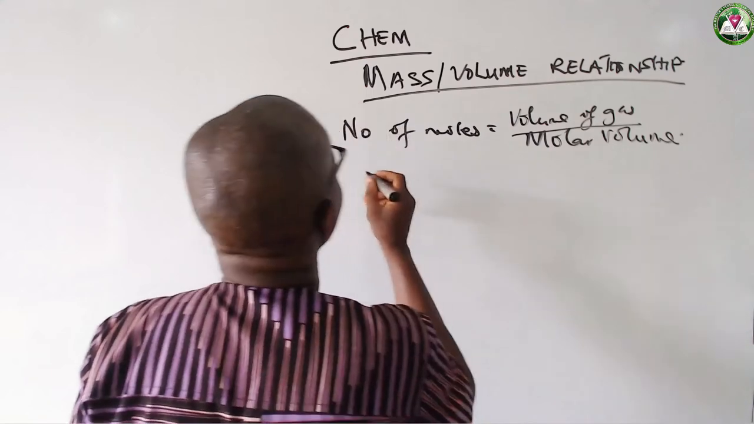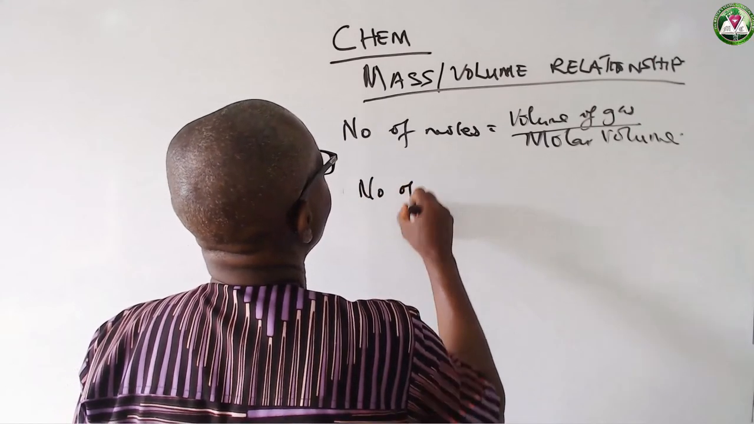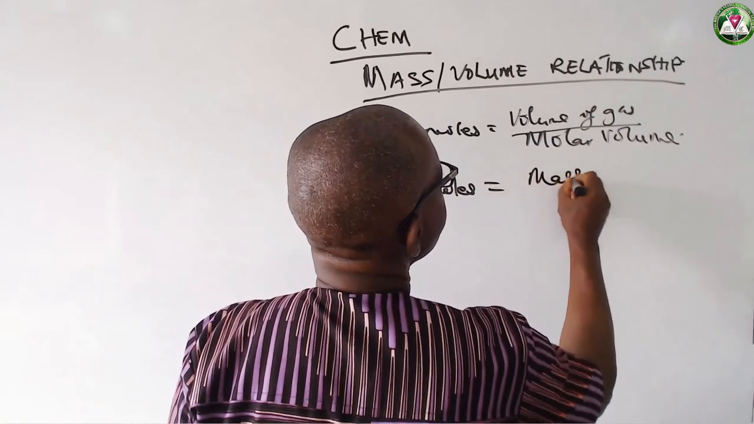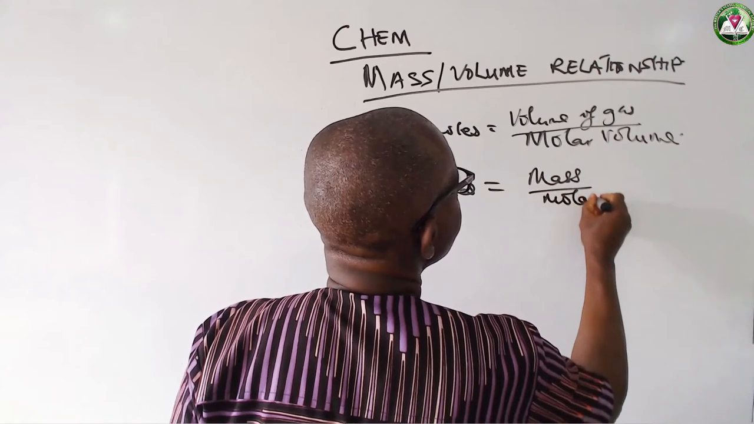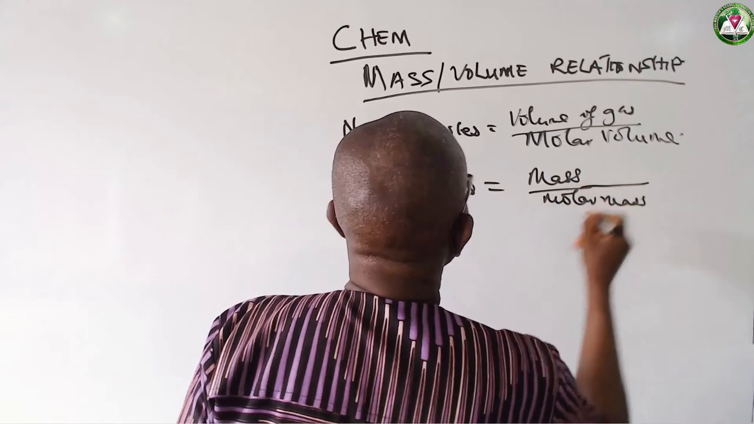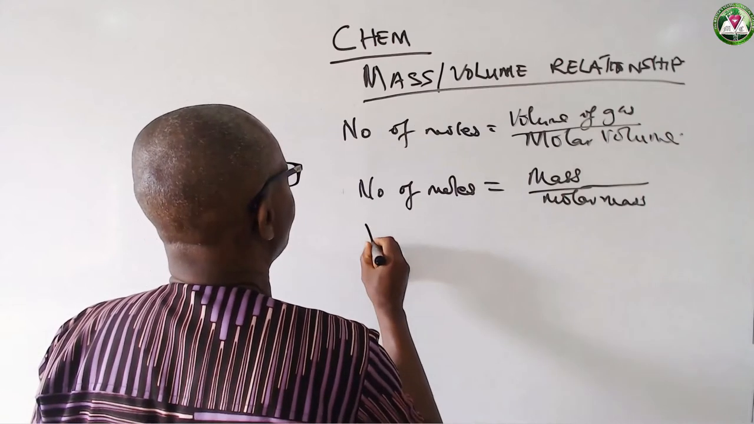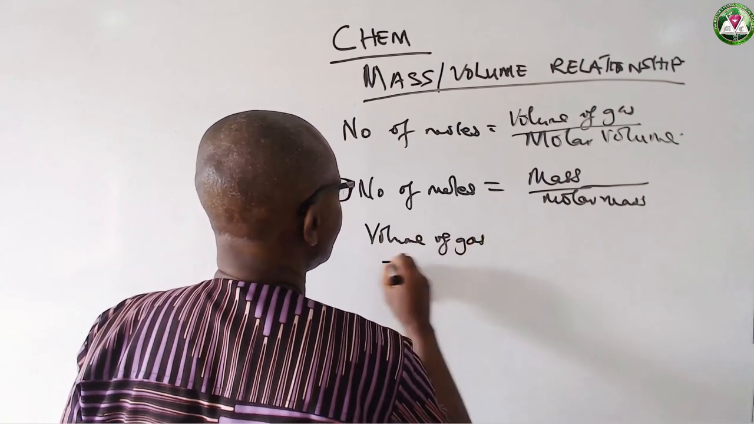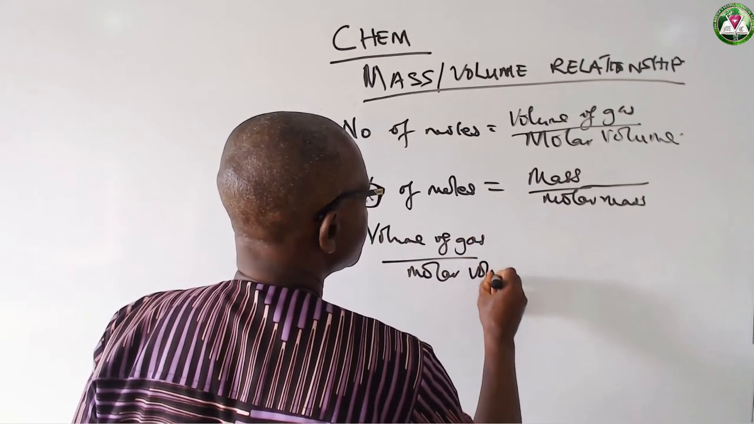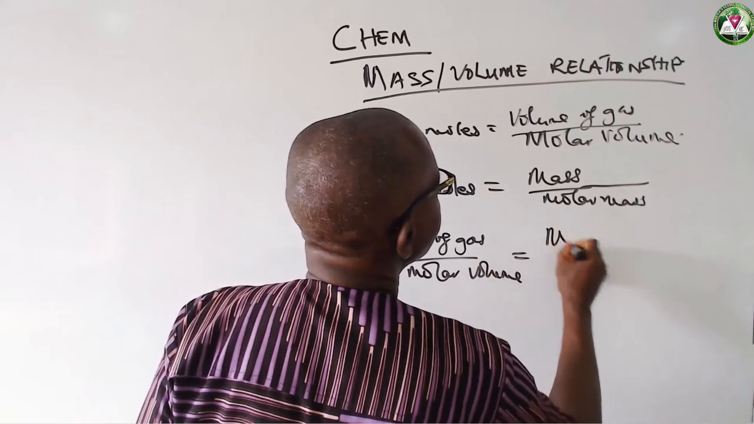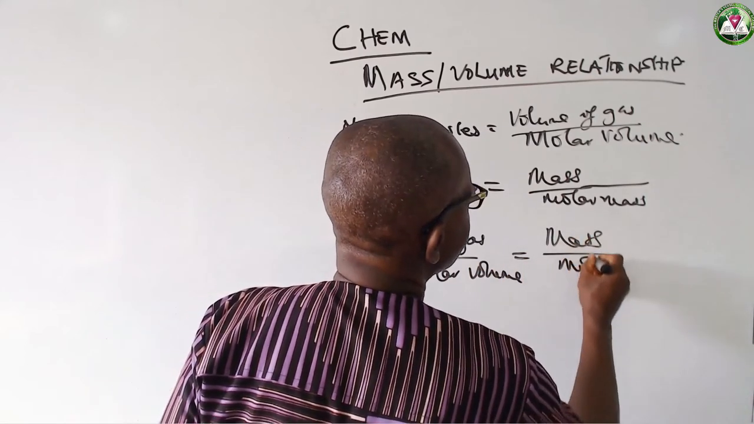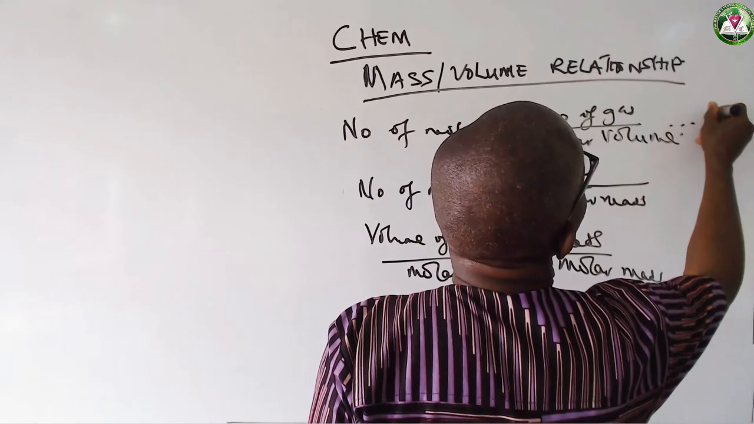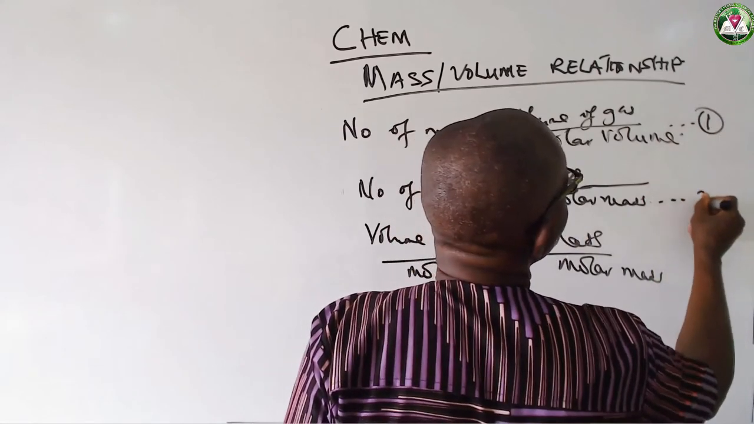Then we have this equation that says number of moles is equal to mass over molar mass. Which means we can say that volume of gas over molar volume is equal to mass over molar mass. If we call this one equation 1 and this one equation 2.